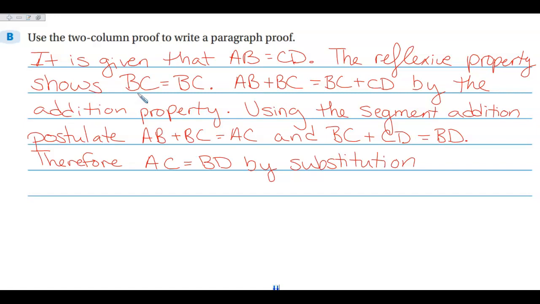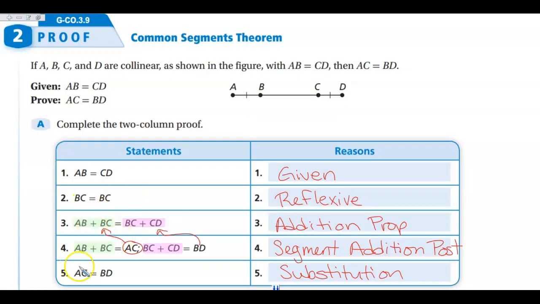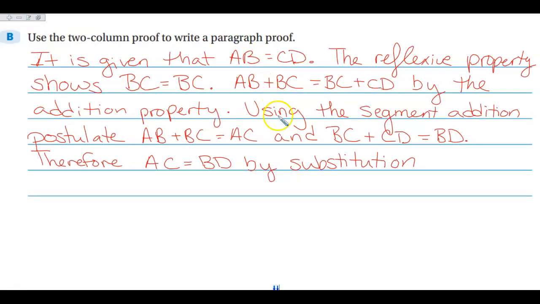All right, but so all we did is over here, I have 5 steps. Over here, I have 5 sentences. So each sentence gets its own line, or each line gets its own sentence. That's all a paragraph proof is, taking that and writing it out as a paragraph rather than in 2 columns.